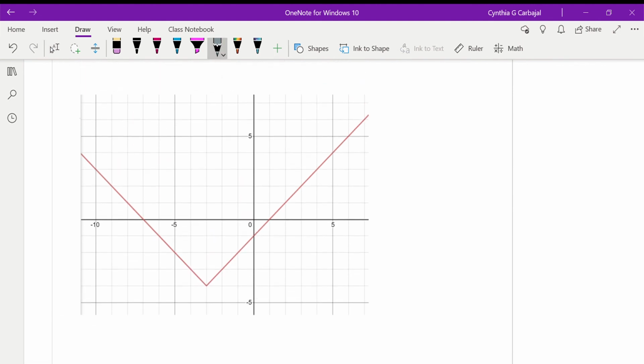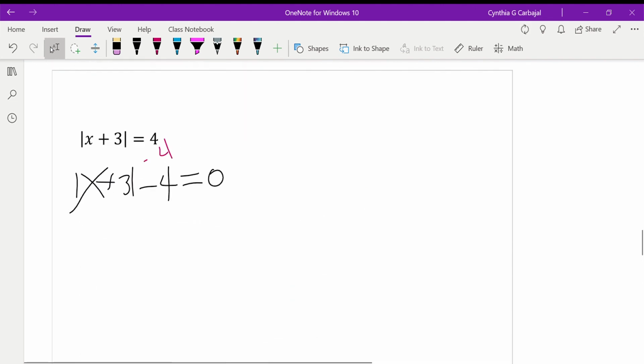We went down 4 from the origin, 1, 2, 3, 4, and then 1, 2, 3 to the left, and there it is. And then it's going up 1 over 1 to both sides because our a, there's no vertical stretch or vertical compression, it's just 1. Okay, let me show you something real quick.